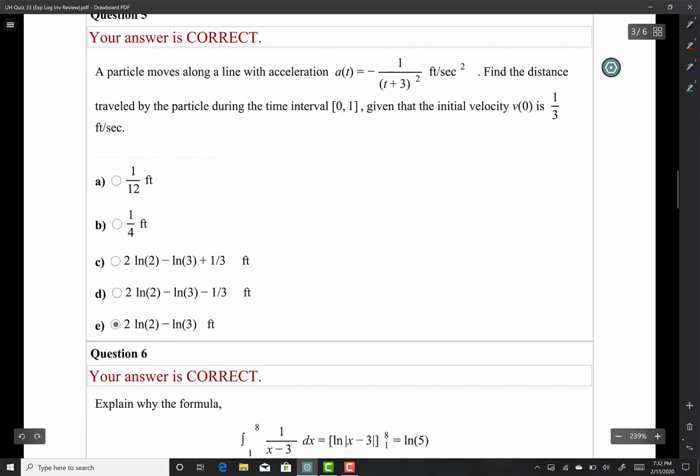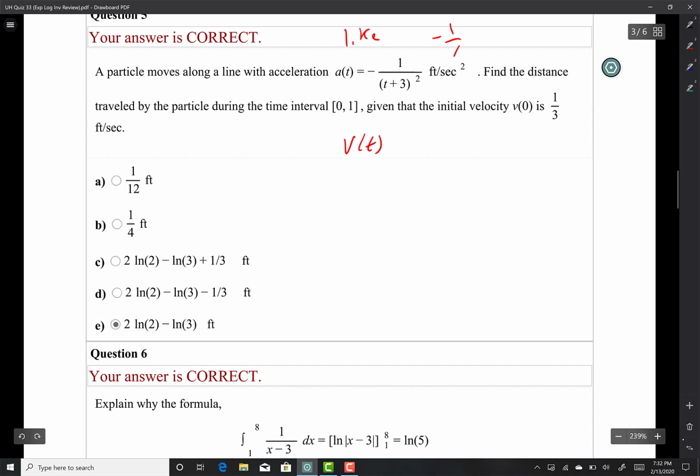All right. A particle moves along a line with acceleration a of t. Find the distance traveled by the particle during the time 0 to 1. Given the initial velocity v of 0 is 1/3 per second. Okay, maybe we'll need this, maybe we won't. It says distance traveled, so it's the absolute value of velocity. So we're going to have to do the antiderivative of that. They're being nice to us. It's pretty easy to find this antiderivative, guys. So notice I have a negative.